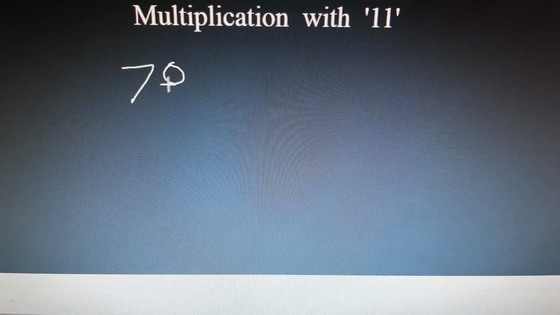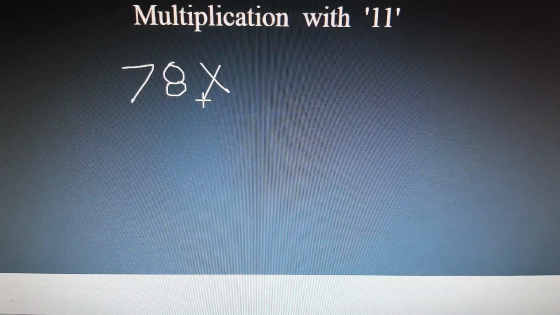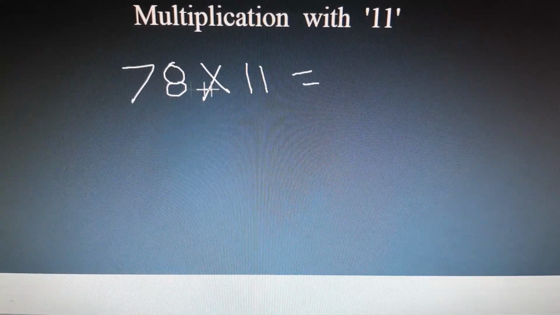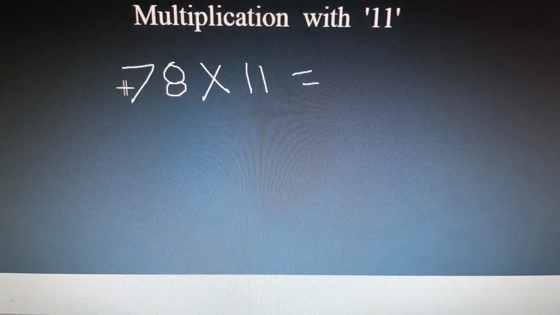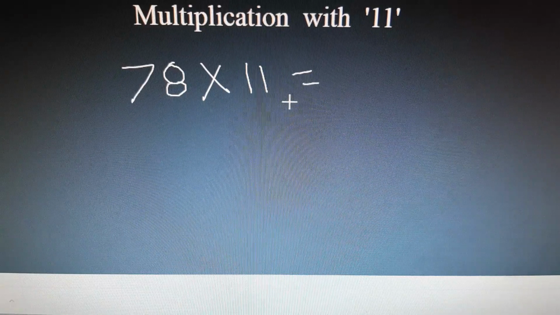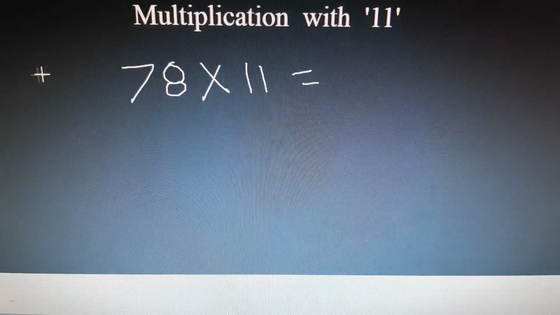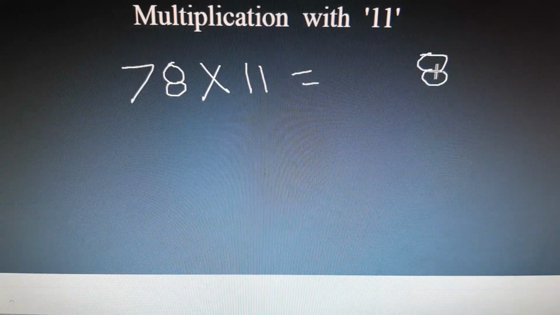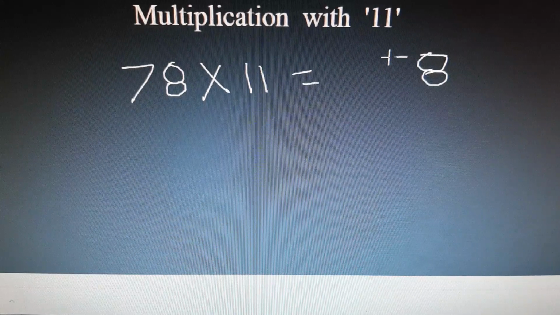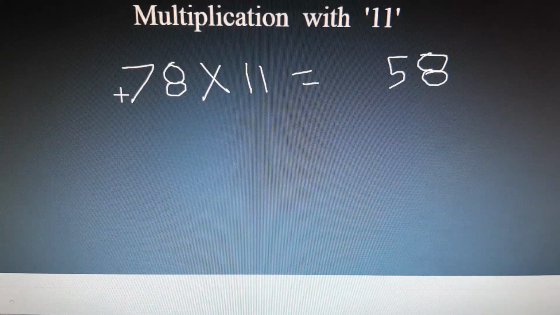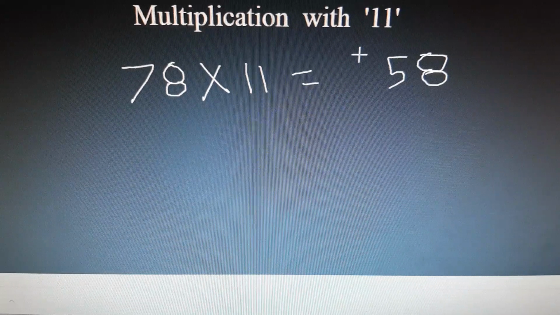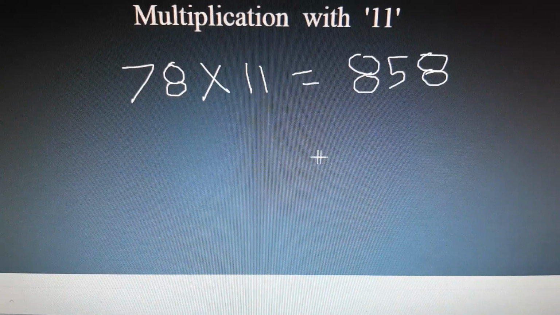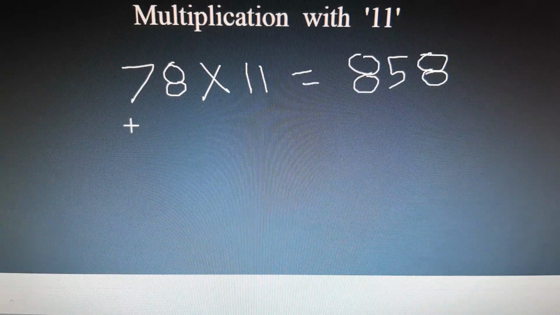78 multiply by 11. Okay. Now what is this? You have to plus both the figure. Who will tell me the 7 plus 8? 15. Okay. So first of all you have to write down this figure 8. 15's right hand side figure is 5 and you have to add 1 in this 7. So your answer will be 8, 5, 8. Another example.